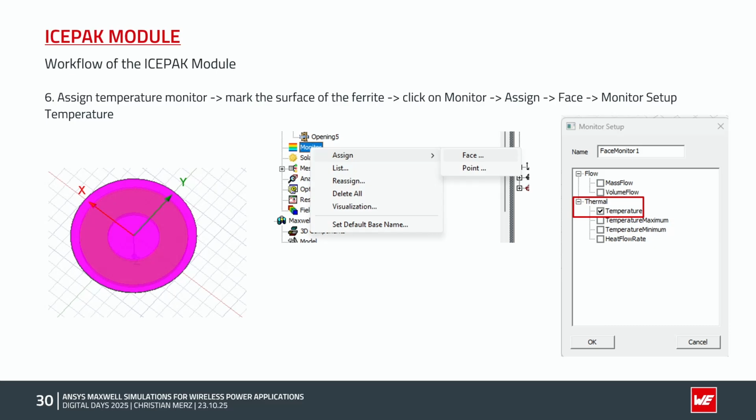Then the next step would be to define a so-called temperature monitor. So I have to define where I want to simulate the temperature values. For this, I choose the ferrite surface, then I go to monitor, assign, then I define the phase, and then I want to simulate the temperature.